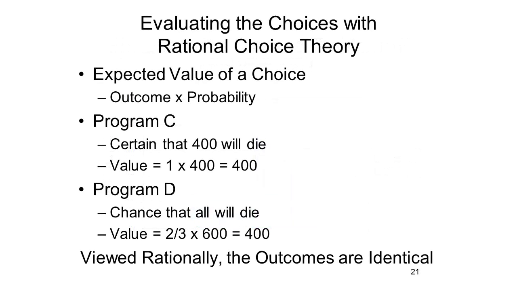Needless to say, this preference is also irrational from the perspective of rational choice theory. Remember, we calculate the expected value of a choice in terms of the outcome of that choice multiplied by the probability attached to that outcome. So in program C, where it's certain that 400 people will die, the value of the choice is 400 times 1, or 400. With program D, where there's a chance that all will die, but only a chance, the value of that choice is the outcome, 600 deaths, times the probability attached to that outcome, 2 out of 3, or 400. Viewed rationally then, the outcomes of these two choices are identical.